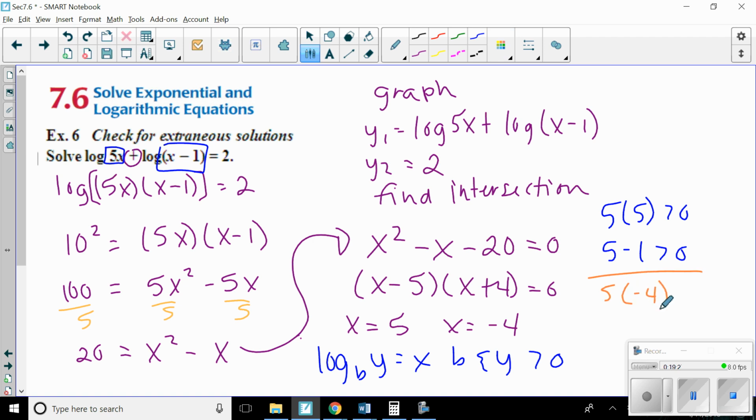Now let's double check for when x is negative 4. 5 times negative 4 is negative 20. That is not greater than 0. So right away, we know that this is extraneous, which means x equals 5 is our only solution.